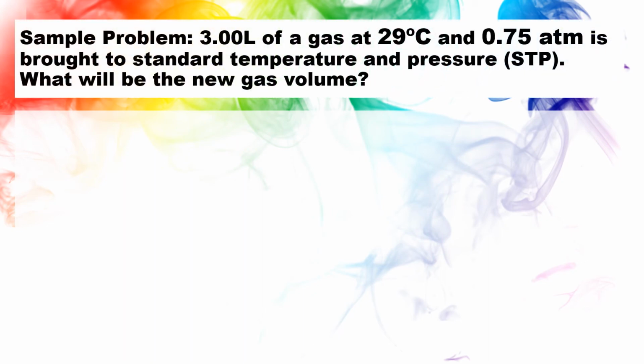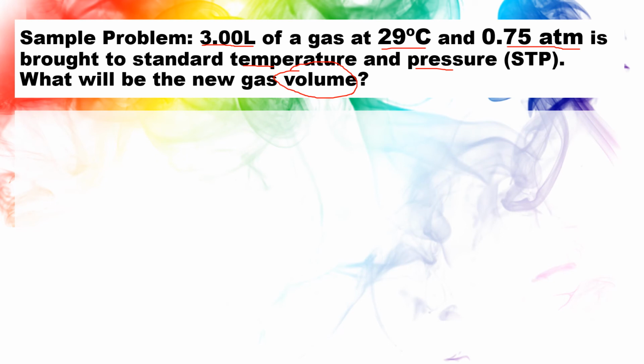So let's try to solve this example. 3 liters of the gas at 29 degrees Celsius and 0.75 atm is brought to standard temperature and pressure. What will be the new gas volume? So we have already here the initial volume, the initial temperature, and the initial pressure. The unknown is the final volume. So where are we going to get the final temperature and the final pressure?